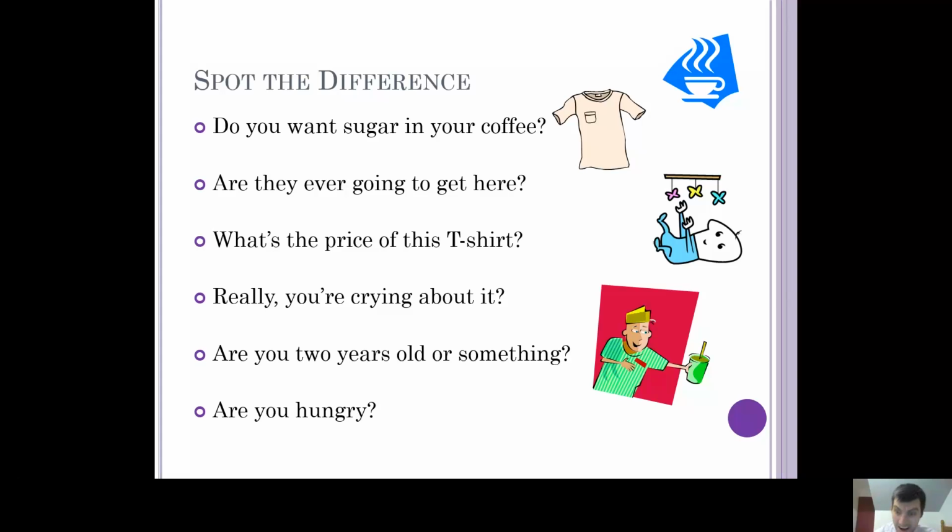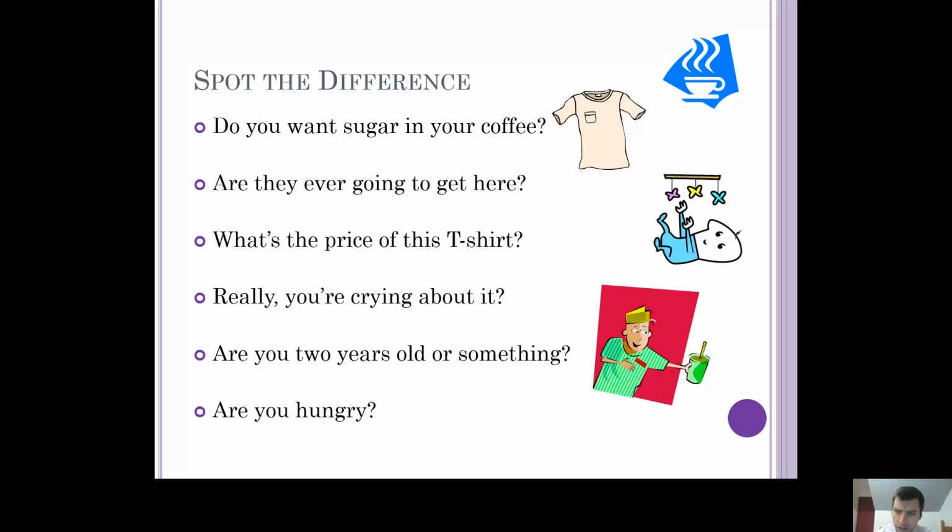You're crying about it? I'm making the point that you just shouldn't be crying about that. What are you crying about that? Are you 2 years old or something? Now, I know that unless I'm talking to my daughter, nobody I'm talking to at the moment is 2 years old. So I know I'm making a point that somebody's acting either maturely if they're one or immaturely if they're older than one. And therefore, when I say that, it's a rhetorical question making a point.